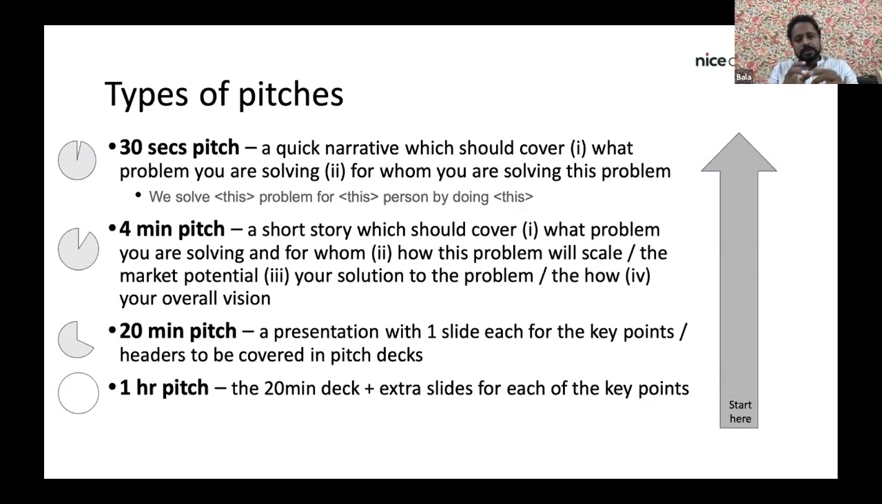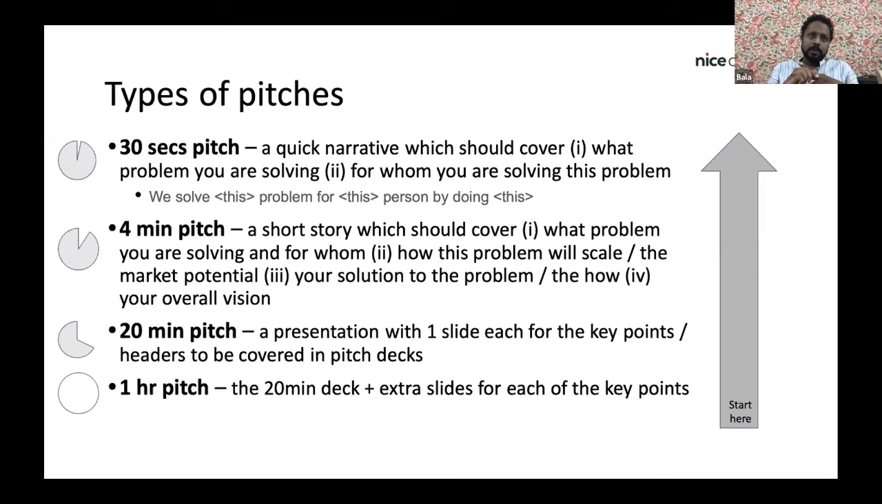It says what problem you are solving for whom, which is covered in the 30-second pitch. You explain it a little bit. How will this problem scale, and how big is the market? And you explain a little bit of your solution and your overall vision. These are the 4 things you cover in your 4-minute pitch. I would say instead of overall vision, you want to replace it with your traction. Like, we are already in 5 cities and stuff like that. That's also great, right? So that really builds a lot of credibility.